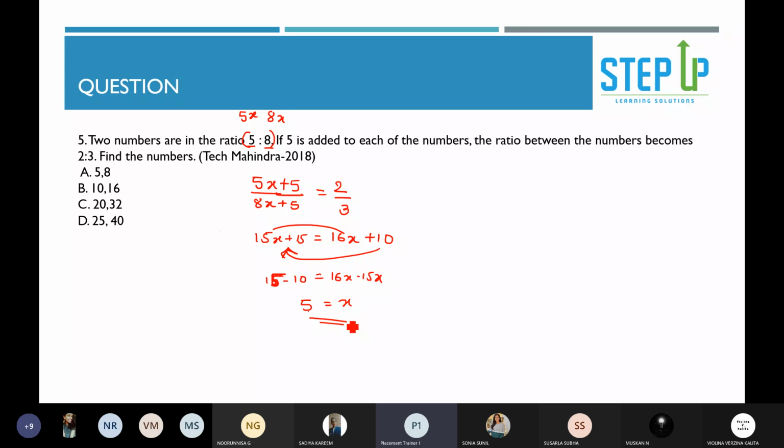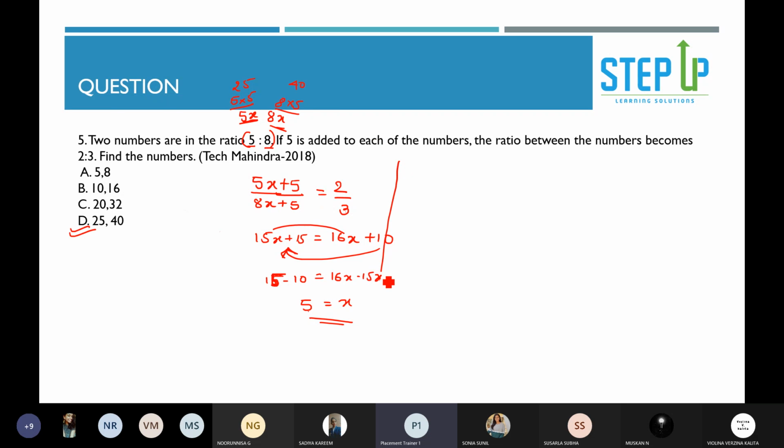So if x is equal to 5, they are asking to find the numbers. So the numbers were 5x and 8x, so 5 into 5 and 8 into 5. So your answer is what? 25 and 40. This is one way of doing it.